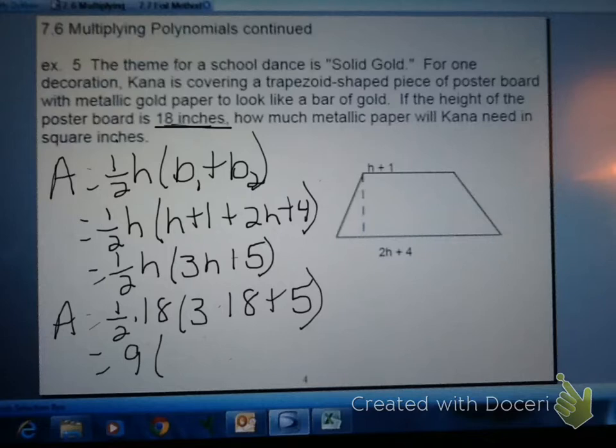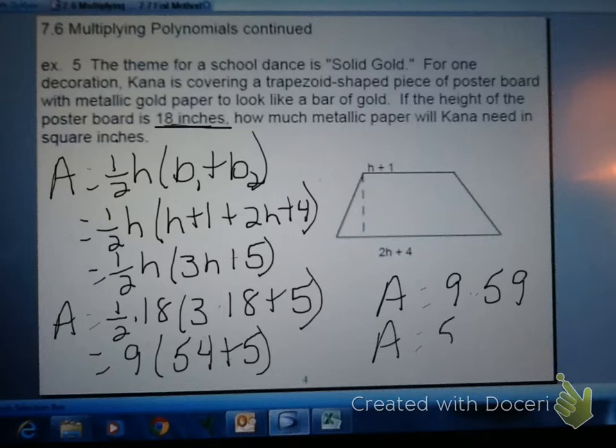3 times 18 is 54 plus 5. So the area is 9 times 59. And 59 times 9 is 531. And it's inches squared.